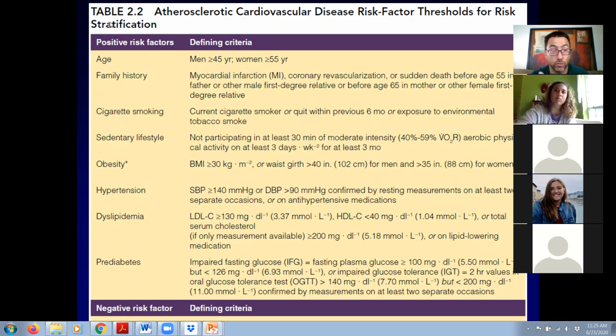The second risk factor is cigarette smoking. Are you currently a smoker? Have you quit smoking within the past 6 months? Or are you exposed to environmental tobacco smoke? Now, exposure to environmental tobacco smoke is significantly less common nowadays. It used to be like you could just smoke inside at your job, or be in the classroom smoking, or things of that nature.